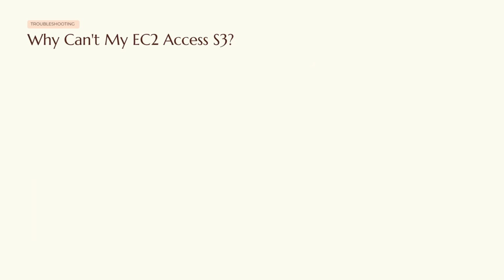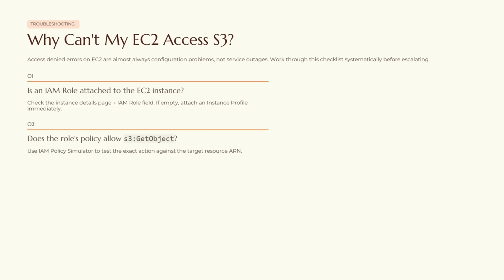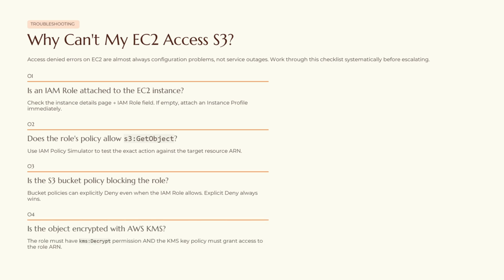Suppose your EC2 instance suddenly can't access an Amazon S3 bucket. Where should you start? First, verify that an IAM role is attached to the instance. Next, check whether the role's policy includes the required S3 permissions. Then, review the bucket policy for any explicit deny statements. If the objects are encrypted, also verify that the role has permission to use the AWS KMS key.